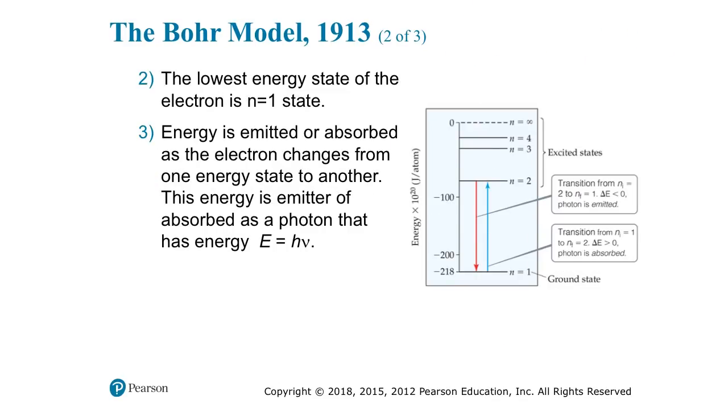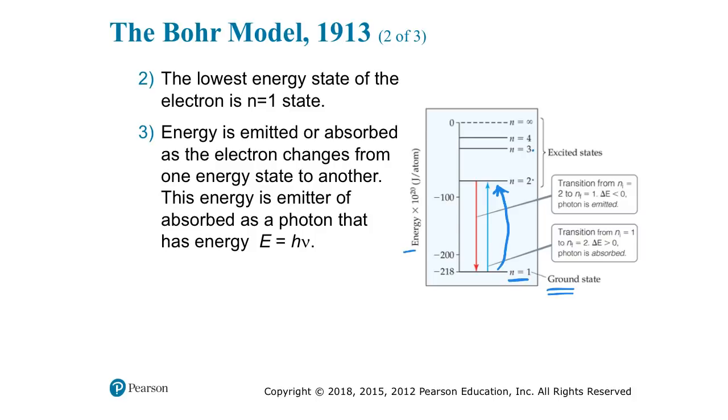The lowest energy state of any electron would be n equals 1. And so energy is either emitted or absorbed as electrons transition. In order for the electron to go from n equals 1 to 2, the atom has to absorb energy. And if an atom is already in n equals 2, then it can emit energy as it returns back to n equals 1. So n equals 1 is the lowest energy state on our diagram.